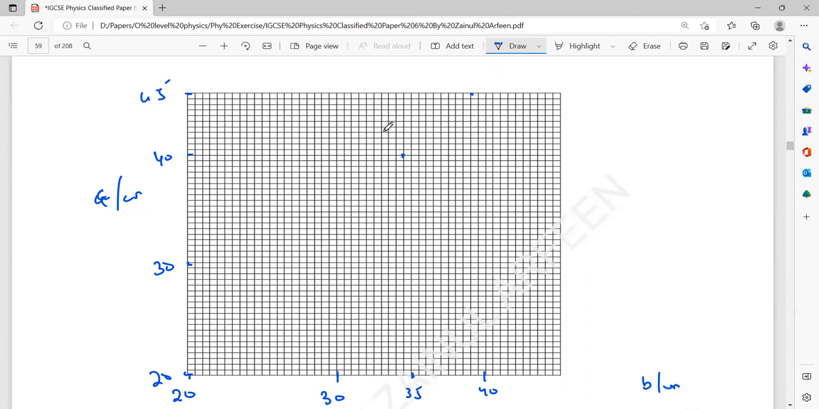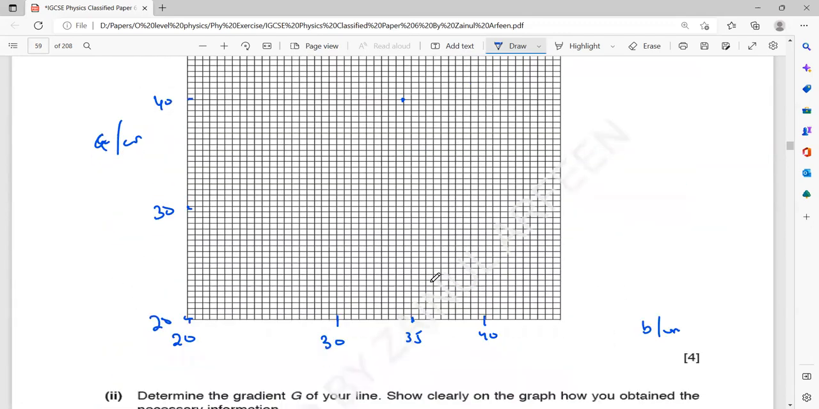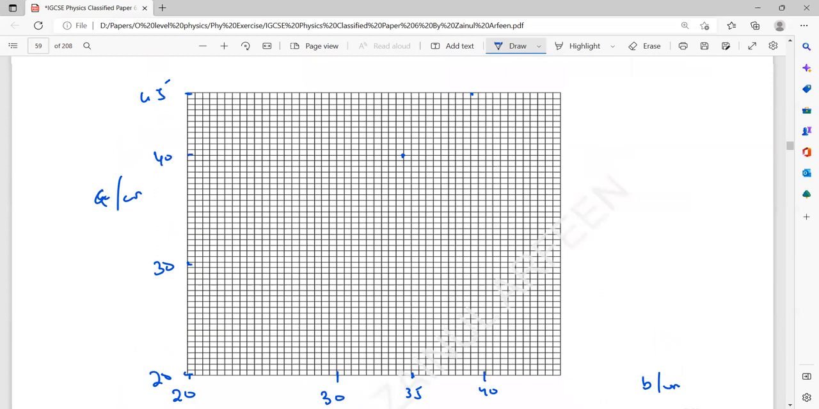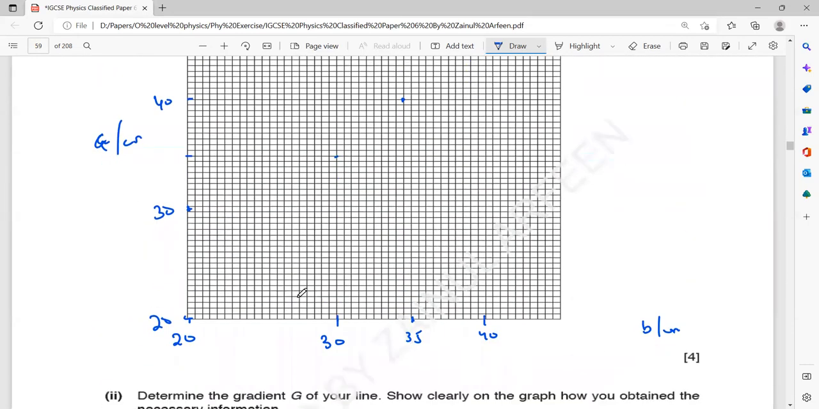The next one is 35 and 30. A is 35, B is 30. The next one is 30 and 25.2. So 30 and 25.2.